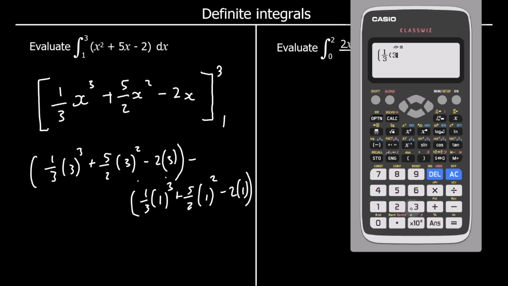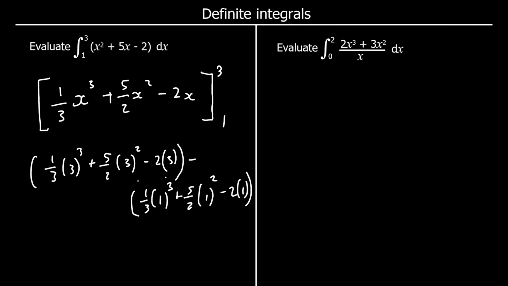1/3 times 3 cubed plus 5 over 2 times 3 squared minus 2 3s, minus 1/3 times 1 cubed plus 5 over 2 times 1 squared minus 2, and I've got 74 over 3.